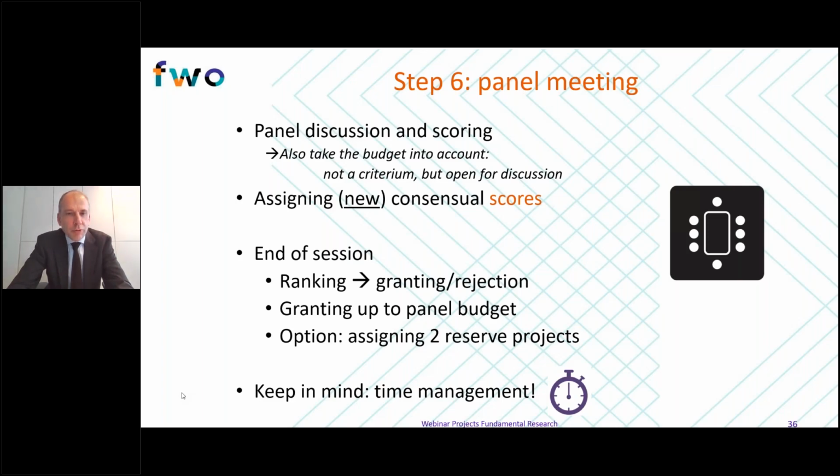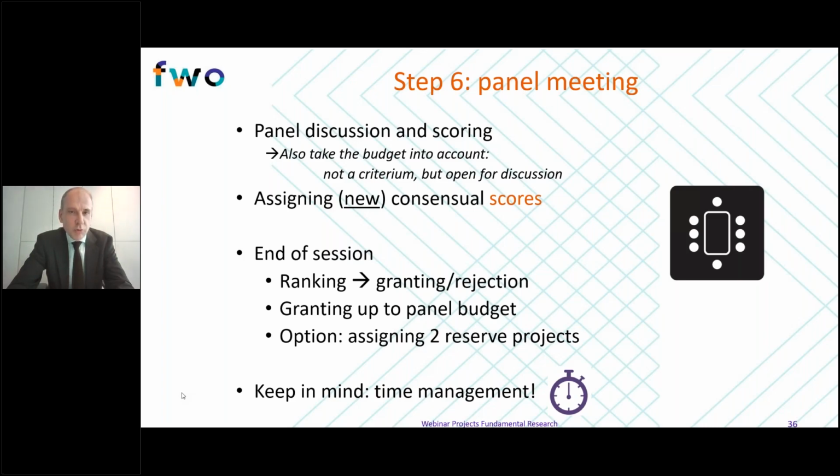So during the panel meeting, you can of course assign new scores based on the consensus of the entire panel. You should not stick to the scores that have been given by the rapporteurs. It is a collective decision by the panel to give the final scores. At the end of the session, we will have a ranking showing us which projects are granted and which are rejected. So you can grant up to the panel budget, not more. And you can also assign 2 reserve projects.